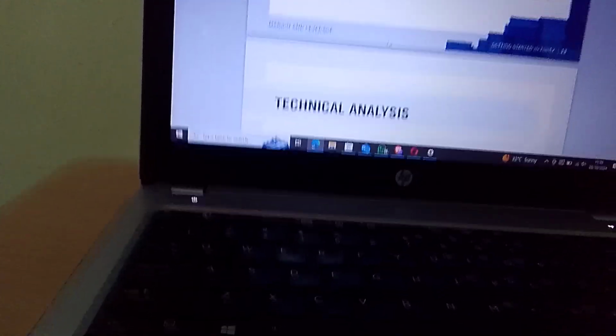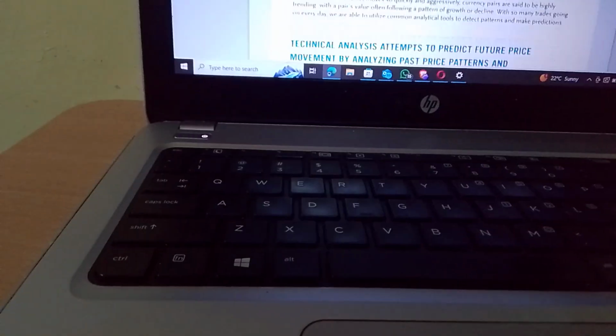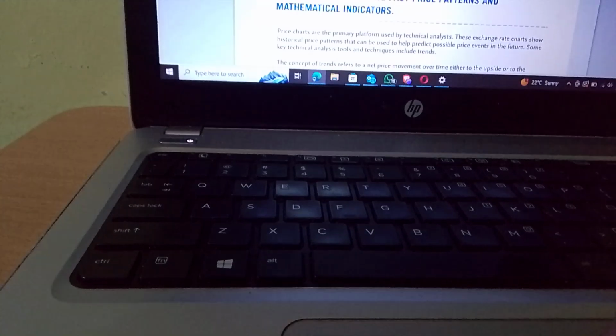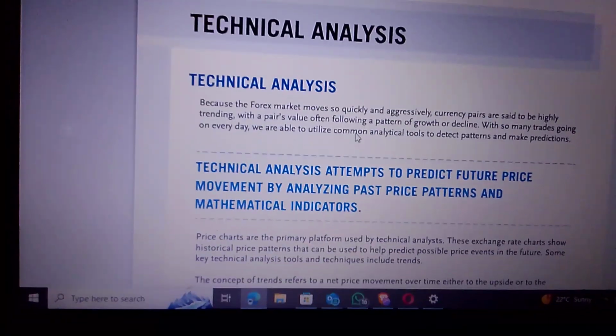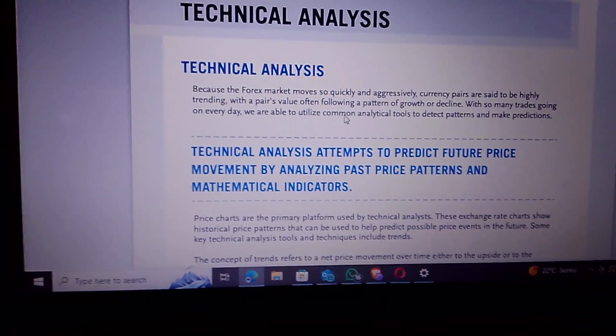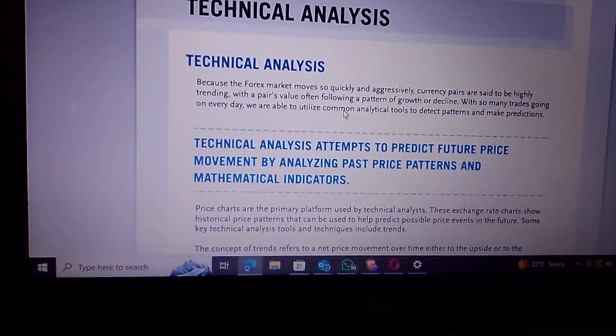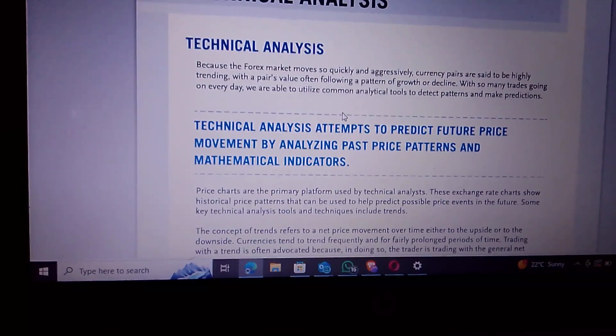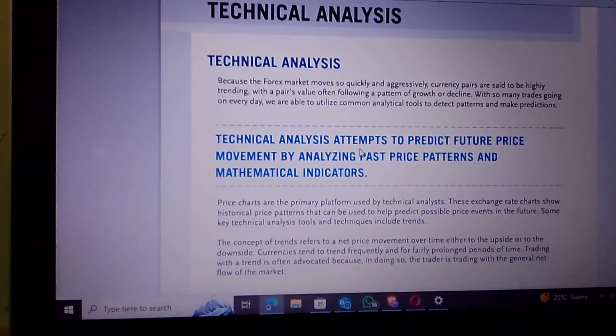So that being understood, we can go on to the next bit of it. Having done that, we now have understood leverage and margins. So let's move to the technical analysis bit. Because the forex market moves so quickly and aggressively, currency pairs are said to be highly trending, with the pair's value often following a pattern of growth or decline.